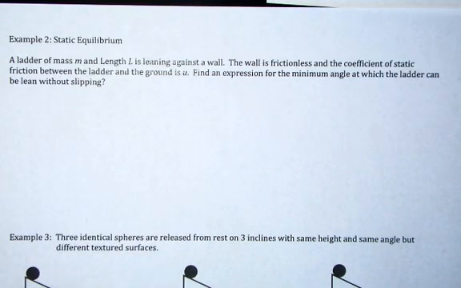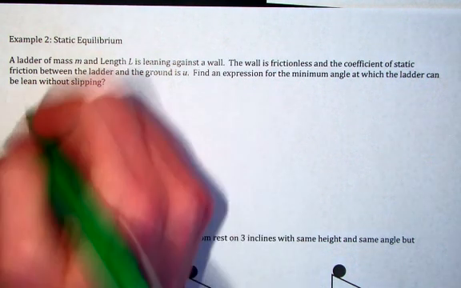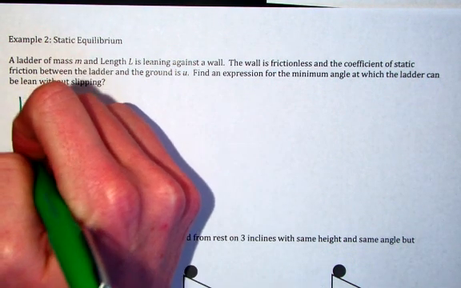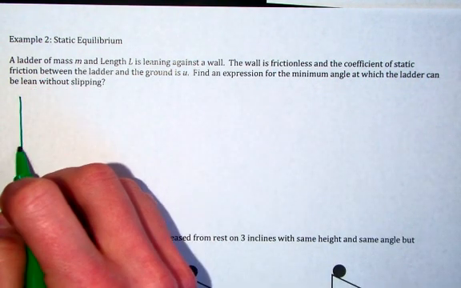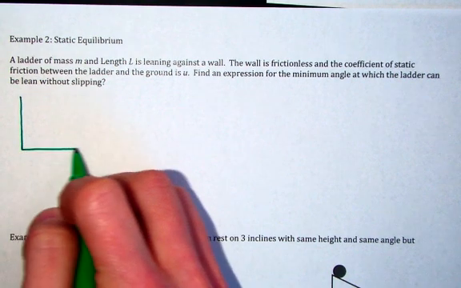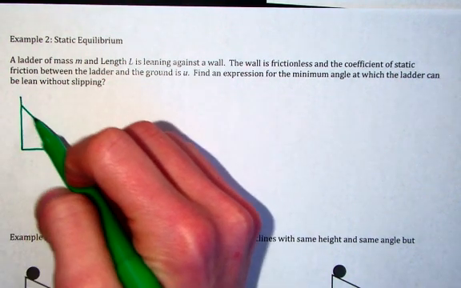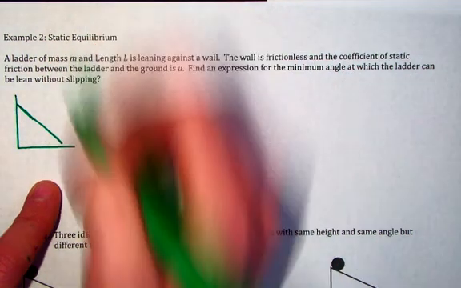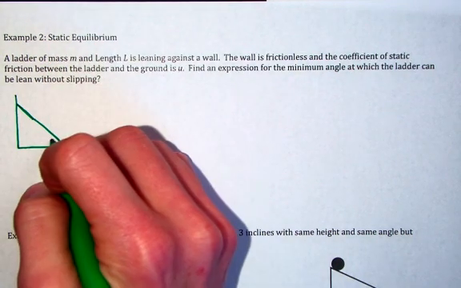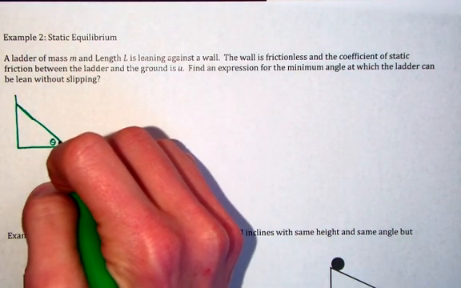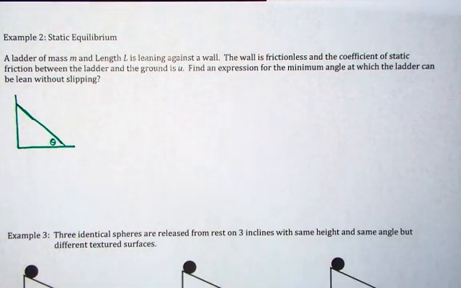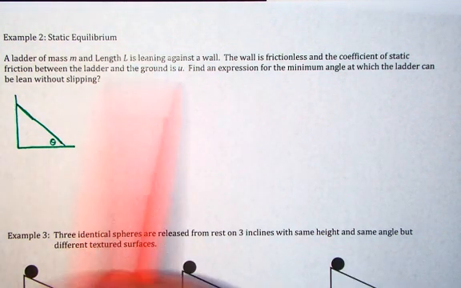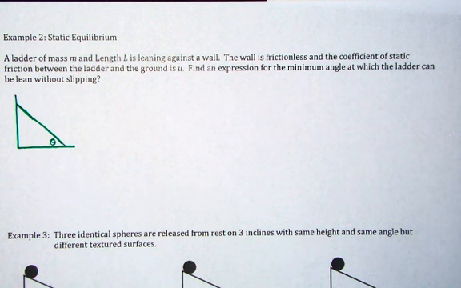So let's go ahead and start by drawing a diagram. We have our wall, and we have the ground, and then we have a ladder here, and this ladder is going to make an angle theta with the ground. Okay, so we have some forces working here. It also doesn't specify that the ladder is uniform mass, but we're going to go ahead and make that assumption.